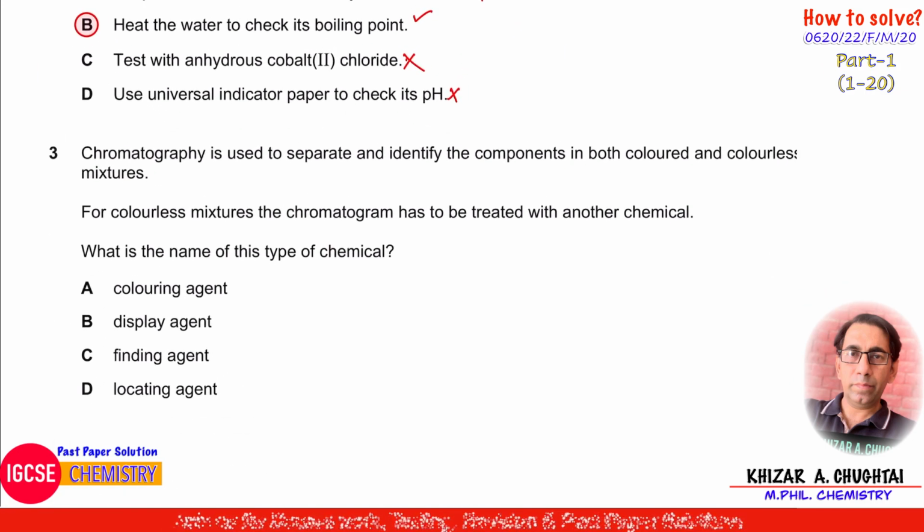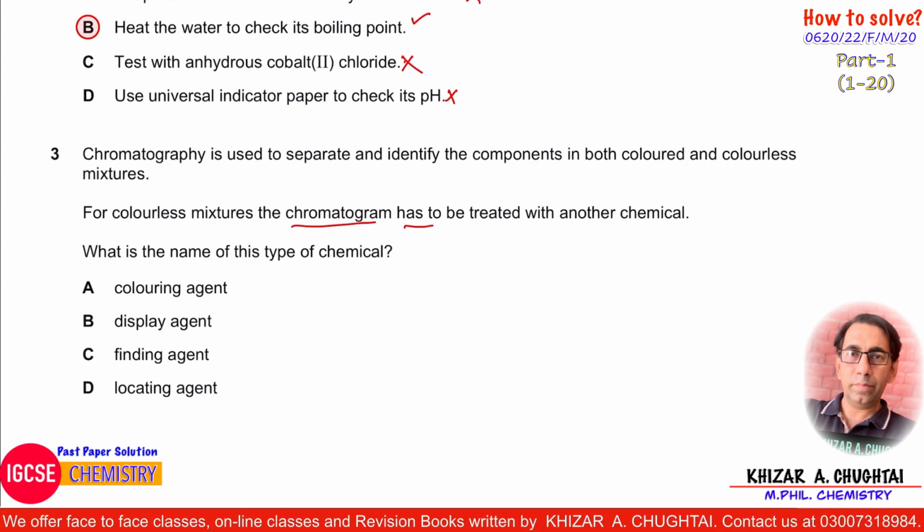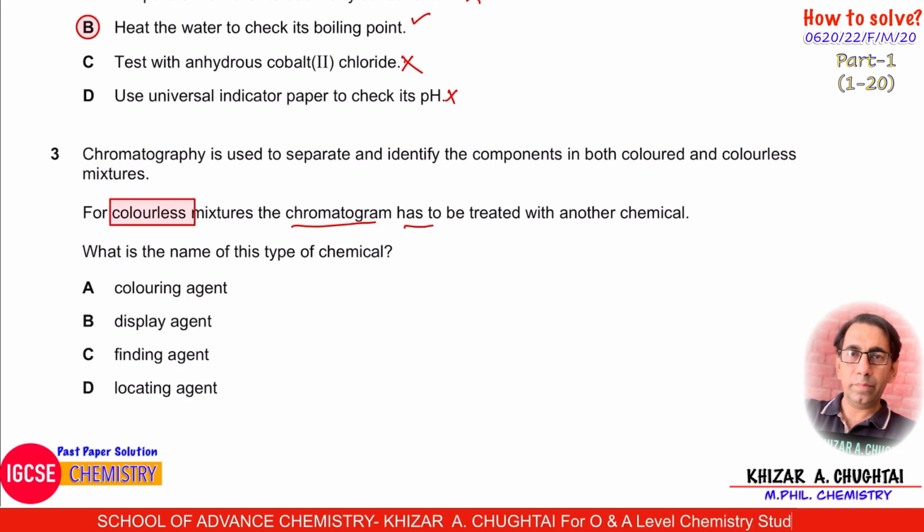Question number 3. Chromatography is used to separate and identify the components in both colored and colorless mixtures. For colorless mixtures, the chromatogram has to be treated with another chemical. What is the name of this type of chemical? For colorless compounds, we need a locating agent, and here it is. D is the correct option.